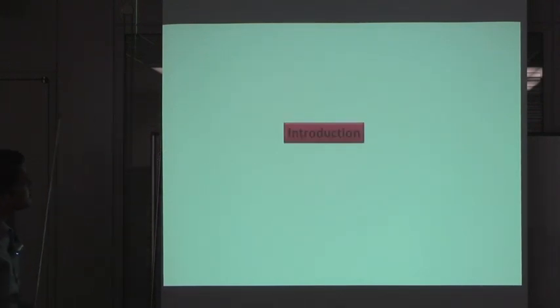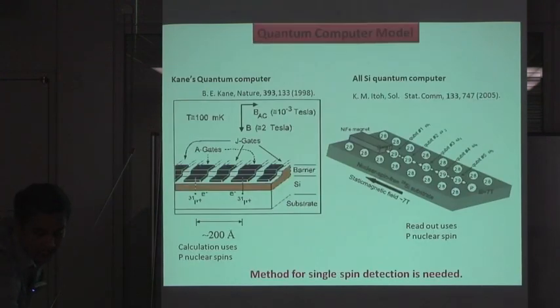To begin with, I will just give an introduction of why EDMR is important at this era. As we all know, there have been lots of quantum computer models, and I list here the two basic models. One is Kane's quantum computer model, and the other is the all-silicon quantum computer model given by our group. In both these models, we use phosphorus spin, nuclear or electron spin, for calculation or readout purposes. So we want to detect the nuclear spin or the electron spin of phosphorus, and it will be desirable to detect one atom or one spin, and for that we need a mechanism.